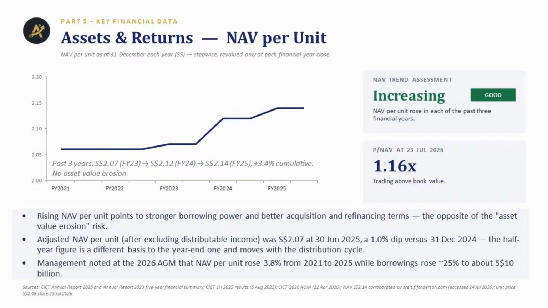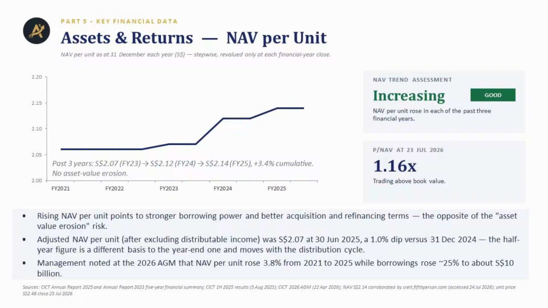A rising NAV means the gross asset values are accreting at a faster rate than liabilities are expanding, net of any equity dilution. It corresponds directly with stronger borrowing power. Explain the mechanics of that borrowing power. Why does a higher NAV mathematically lead to more favorable terms for acquisitions and refinancing?